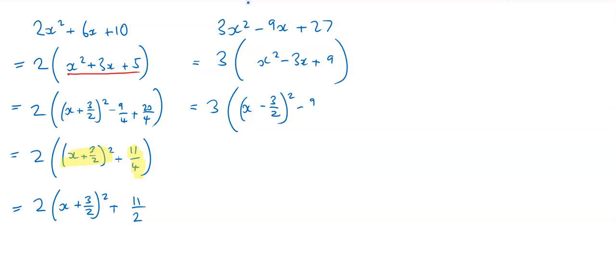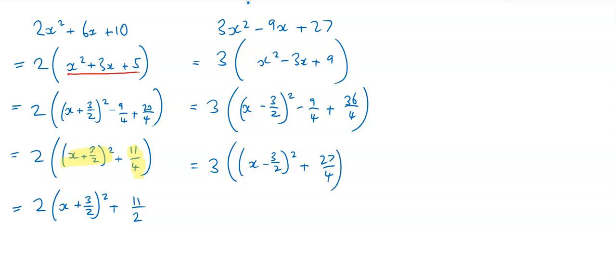The byproduct is 9 on 4, so we take it away. Plus the 9, well, 9 is 36 divided by 4, which gives us 3x minus 3 on 2 squared plus 27 on... Do I mean on 4? I do mean on 4. I feel that's weird. No, that's okay.